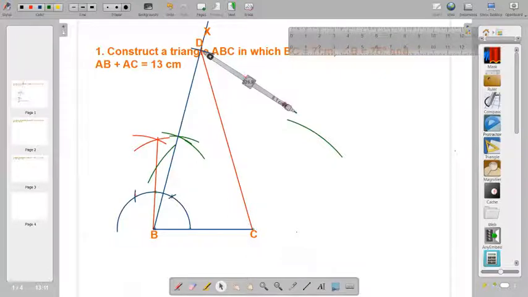Okay, fine. Now I am drawing an arc here. Now let me rotate properly. One more arc here. So where are the two arcs? Carefully observe the screen. These are the two arcs. This is the point of intersection. These are the two arcs. This is the point of intersection. These two points of intersection you join with a line segment.